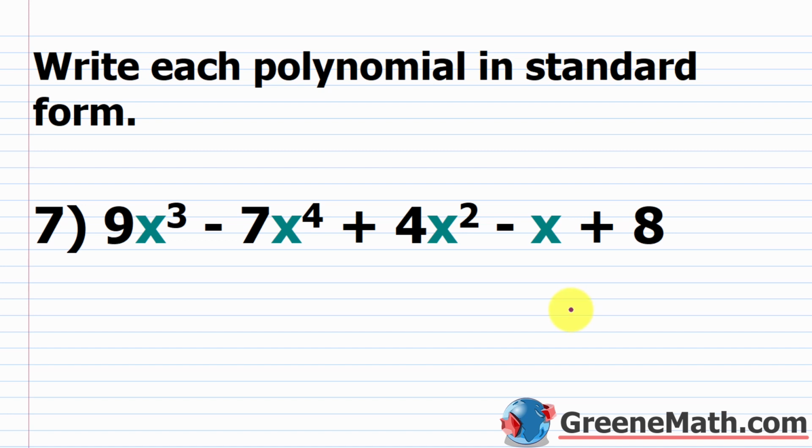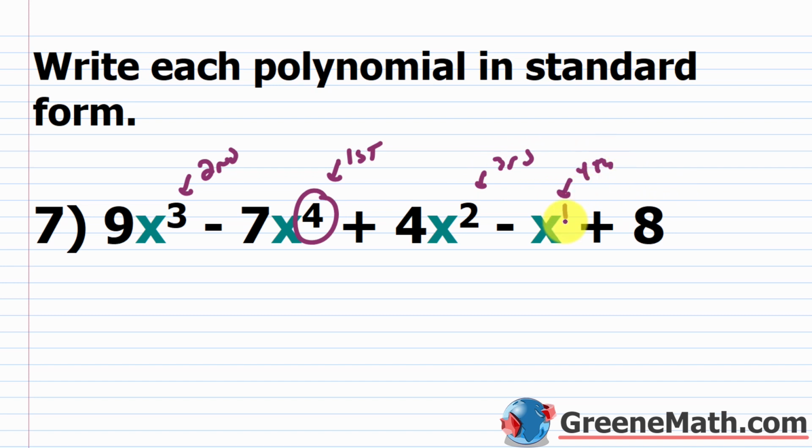So if I look at this problem here, number 7, I have 9x cubed minus 7x to the fourth plus 4x squared minus x plus 8. Okay, what's the highest exponential power? It's going to be this 4. Then it would be the 3. Let me label this. So this is the first, or the highest. This is the second, okay? Then this is the third. And then this guy right here is the fourth, right?